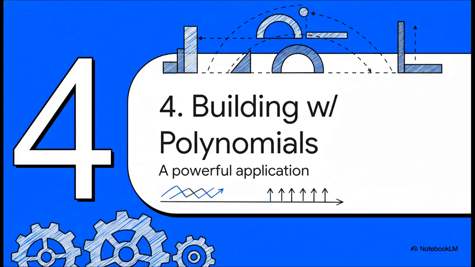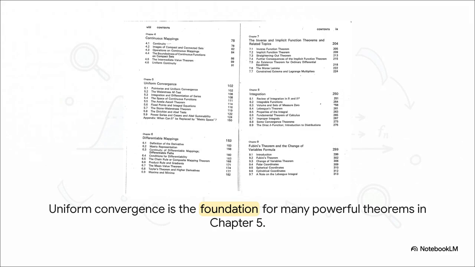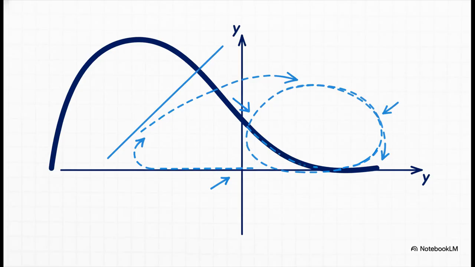building with polynomials. And as you can see right from the table of contents for chapter 5, these ideas of pointwise and uniform convergence, they're not the end of the story. They're just the beginning. They are the absolute foundation for a whole bunch of powerful theorems that come next. And one of the crown jewels that's built on that foundation is the Stone-Weierstrass Theorem.